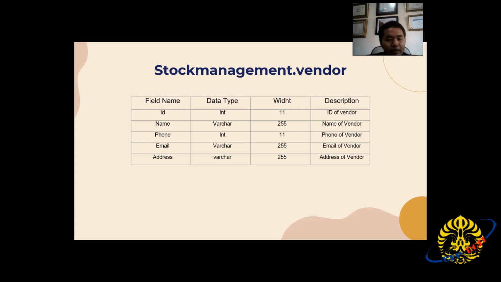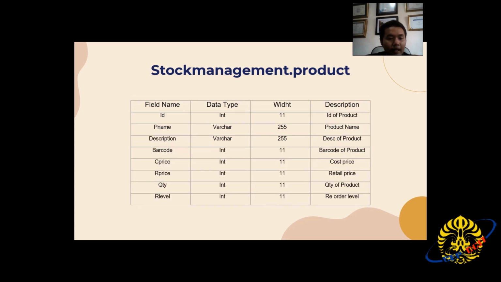In the table stock management vendor, field name ID as ID of vendor, name as name of vendor, phone as phone of vendor, email as email of vendor, and address as address of vendor. In the table stock management product, field name ID as ID of product, P name as product name, description as description of product, barcode as barcode of product, C price as cost price, R price as retail price, quantity as quantity of product, and R level as reorder level.